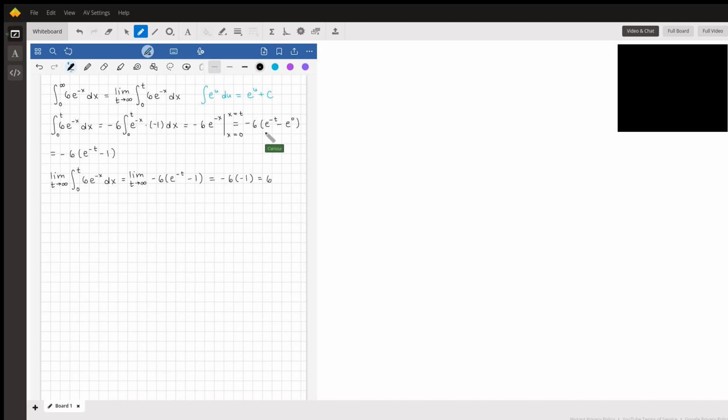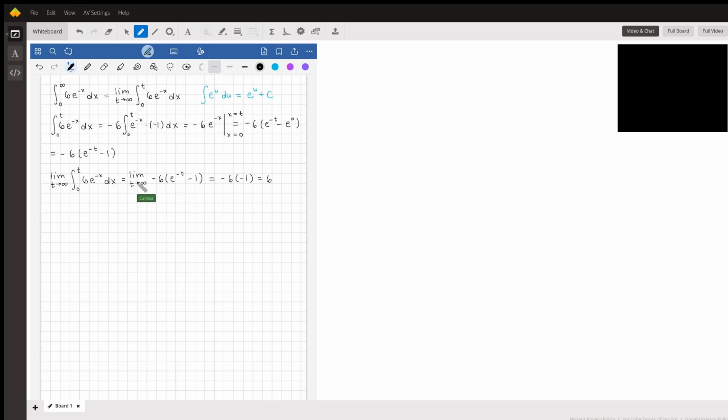And when we plug those numbers in, we get this. e to the 0 is going to equal 1 because anything raised to the 0 power is always 1. So we are going to use this to take the limit as t approaches infinity.